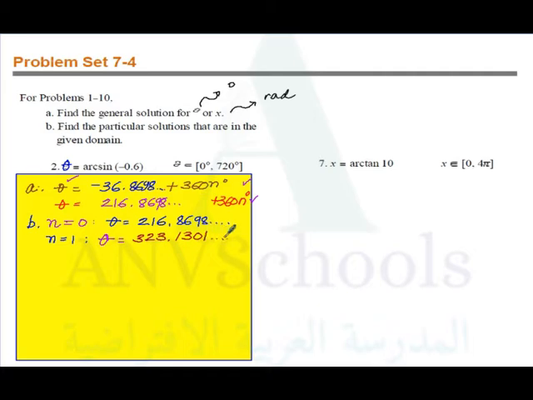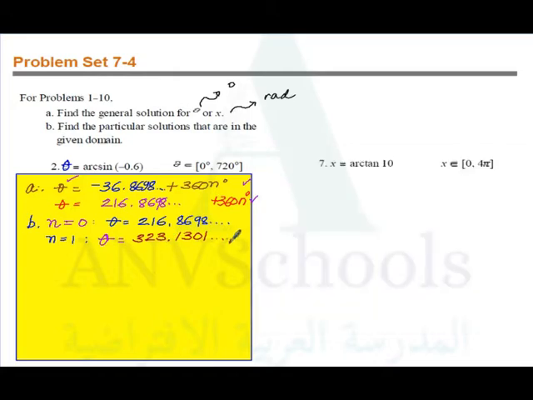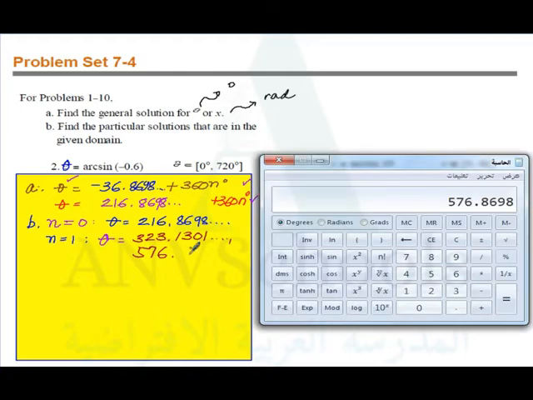Okay, and also for this portion here, you'll just add 360. So that's 360 plus 216.8698, and that's equal to 576.8698.